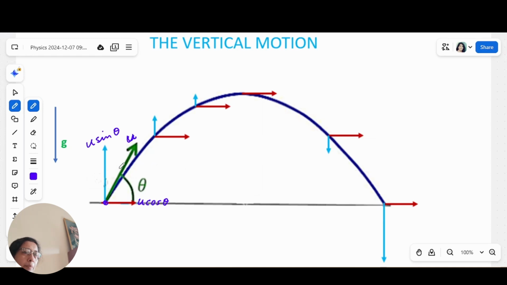However, there is the gravitational force acting in the downward direction, which will be pulling the particle downward and reducing its velocity. So the vertical velocity gradually reduces and becomes zero at the topmost point. Then when it falls, the velocity increases due to gravity, and finally when it touches the ground, the velocity becomes equal to u sin theta.